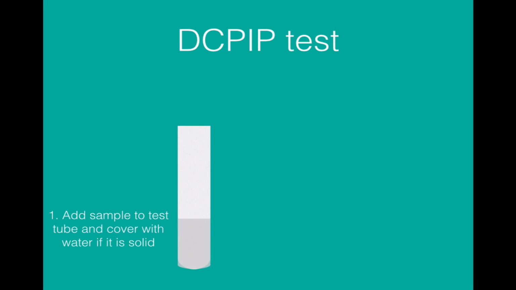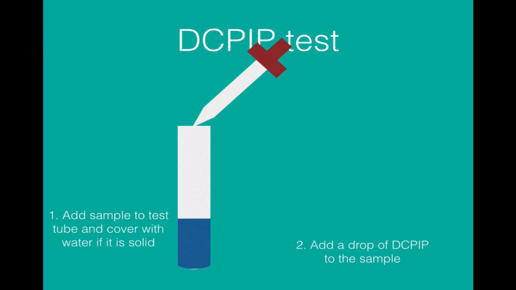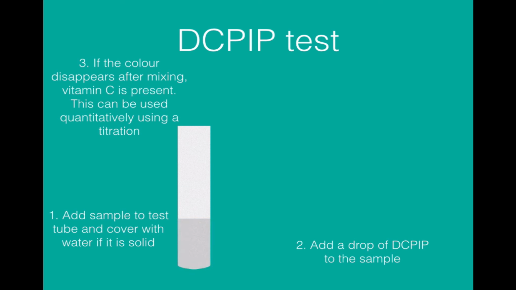DCPIP tests for vitamin C. So you add your sample to a test tube, and again you cover it with water if it's a solid. You get your DCPIP reagent, which is dark blue, and when you add a drop of DCPIP to the sample, if it stays blue, there's no vitamin C. If the color disappears, vitamin C is present.